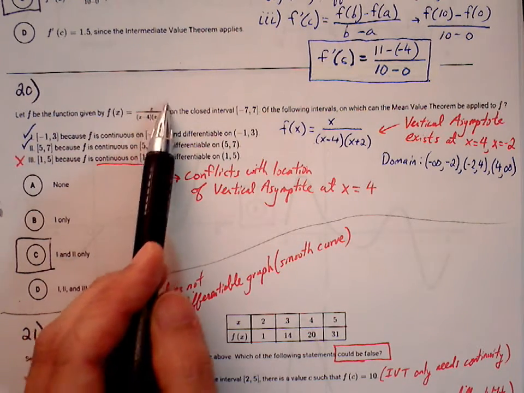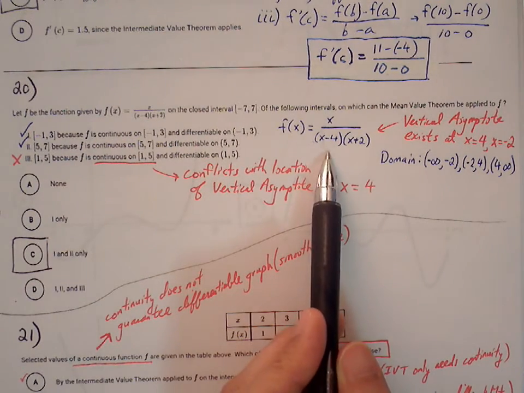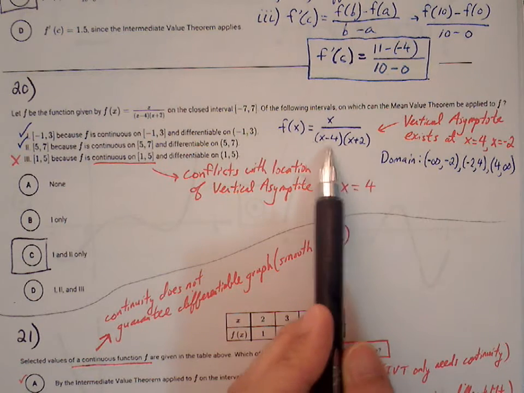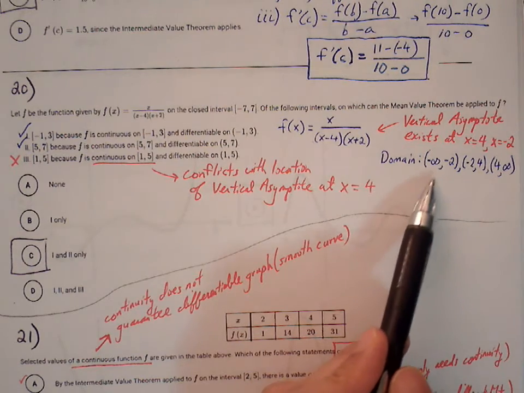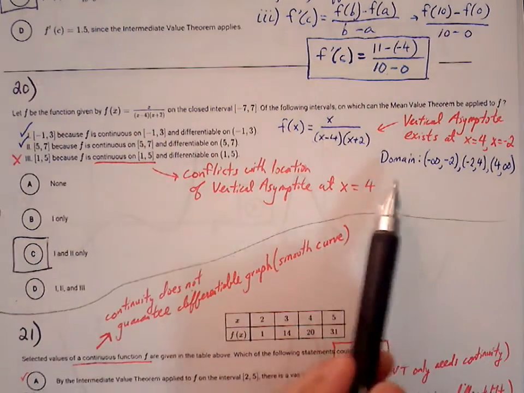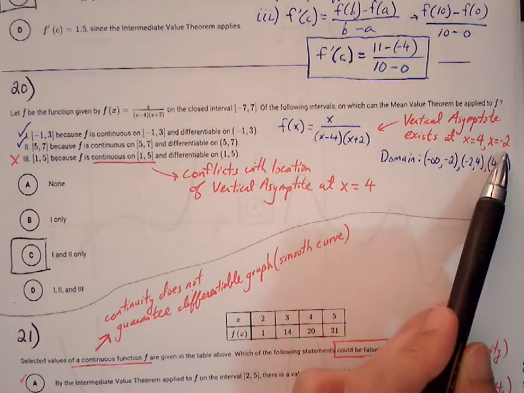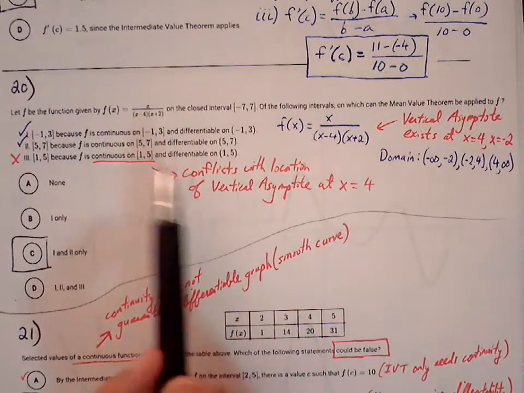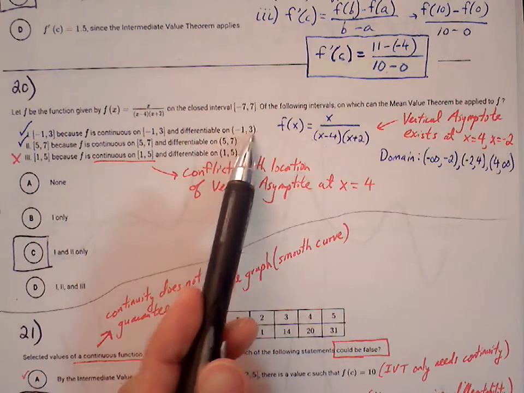No holes because there's no factor in the numerator that cancels out, but we do see factors in the denominator. So that tells us that we have points where the graph is undefined. The graph is undefined at 4 and -2. So as long as the interval doesn't conflict with these places where the graph is undefined, then we can state that mean value theorem will apply.